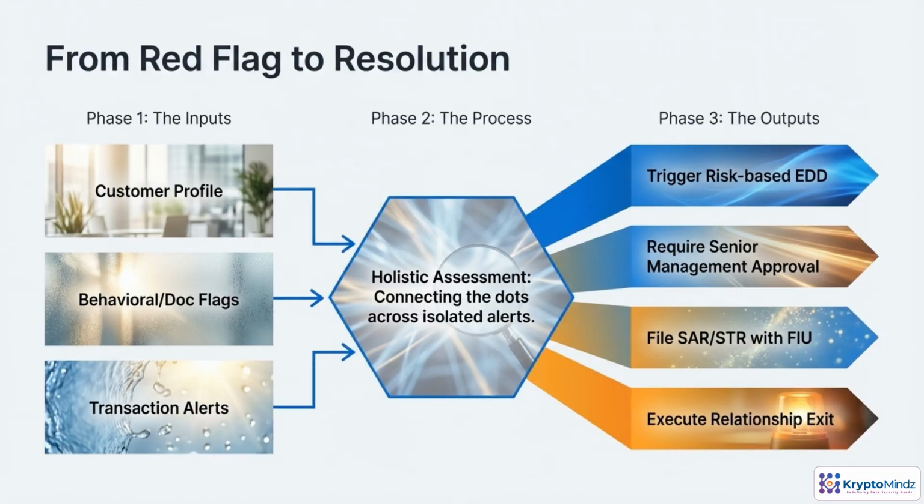Treat each alert as a clue, not a conclusion. You start with three main inputs: who the customer is, how they behave and document themselves, and what their transactions look like. Your task is to connect these signals into one holistic risk picture. Once that picture is clear, choose the right outcome: more EDD, senior approval, a SAR or STR filing, or even exiting the relationship. What matters is consistent, well-reasoned decision-making.